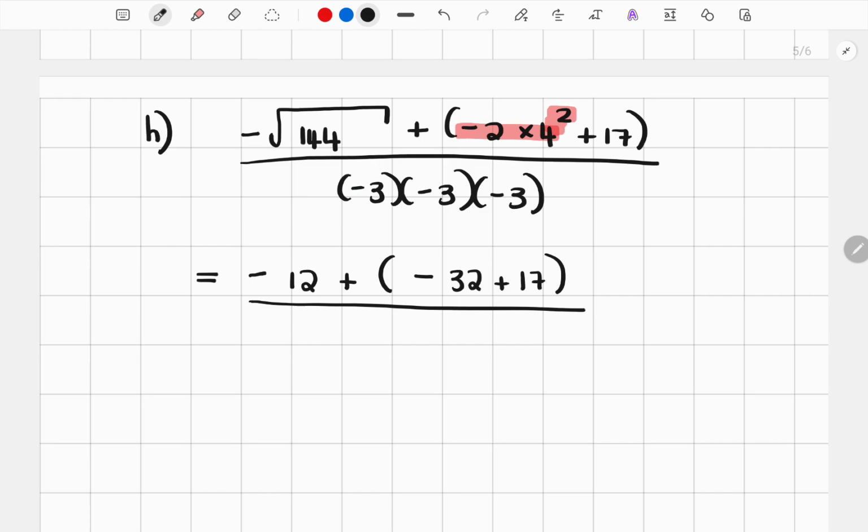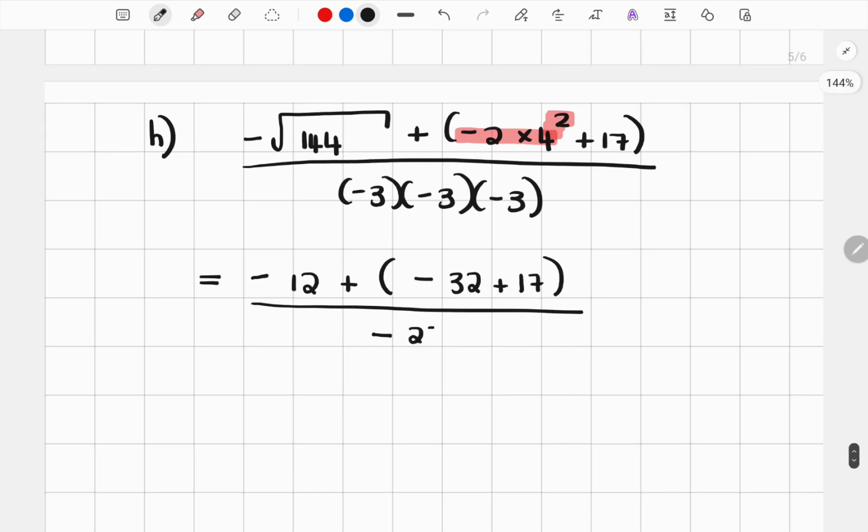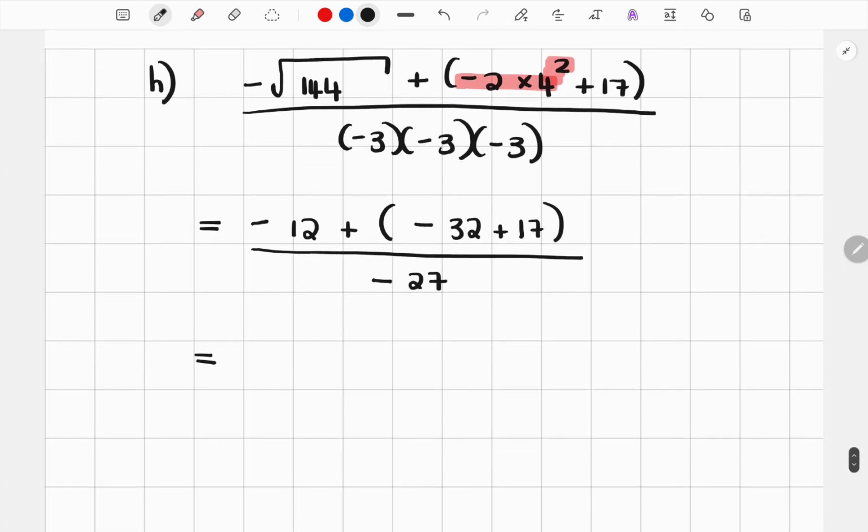A negative 3 times a negative 3 times a negative 3. Negative times a negative is a positive. Times a negative is a negative. 3 times 3 times 3 is 27. Okay, now we're going to simplify. Minus 12 plus minus 32 plus 17 gives you a negative 15 all over negative 27.